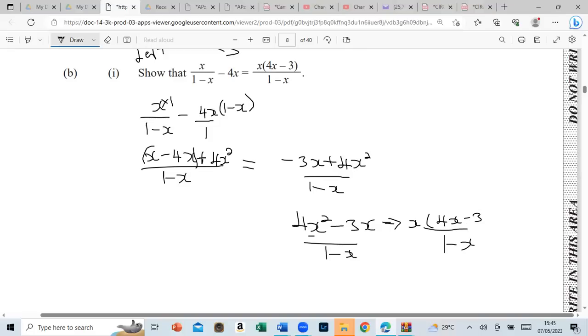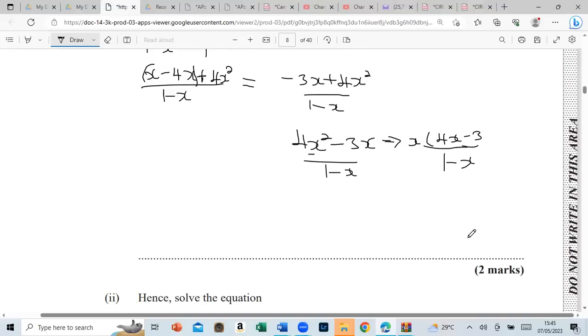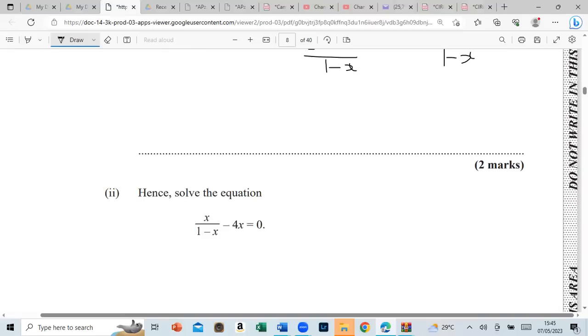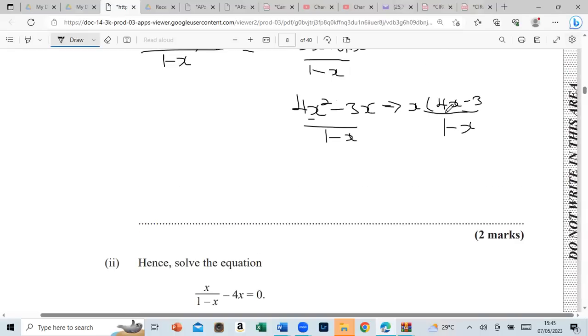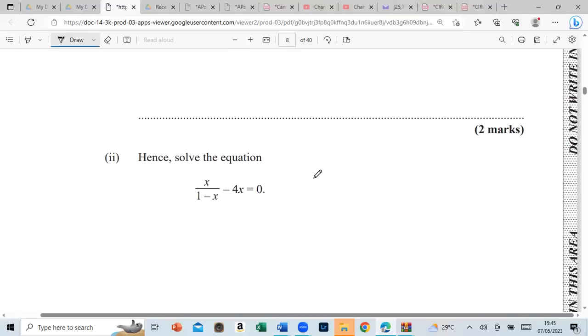So we'll prove it. Let's see how much marks with this. And solve the equation equals 0. So since we worked out all of this, right? We're gonna use this and equate it to 0. We already did that process, so that's all we're gonna do. So this is the solution: x bracket 4x minus 3 equals 0.